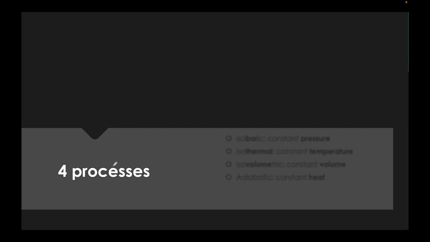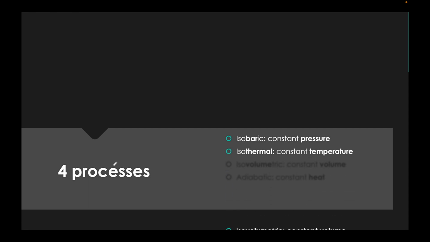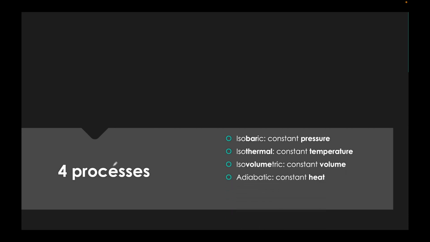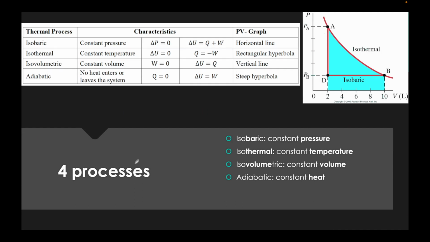There are four main processes. The first one is isobaric, which is constant pressure. The next one will be isothermal, constant temperature. Isovolumetric, constant volume. And adiabatic, constant heat. So here's a little table that will help us figure out whatever we need to find.